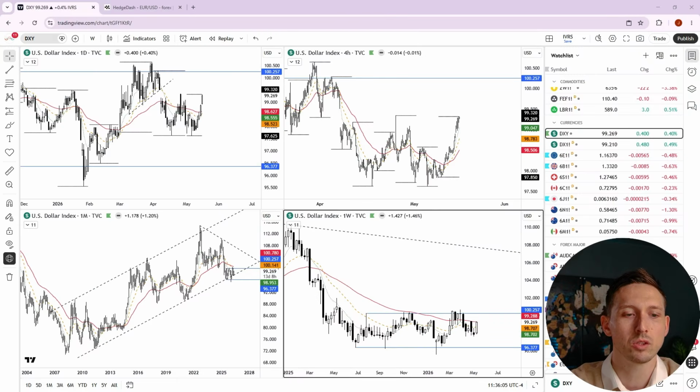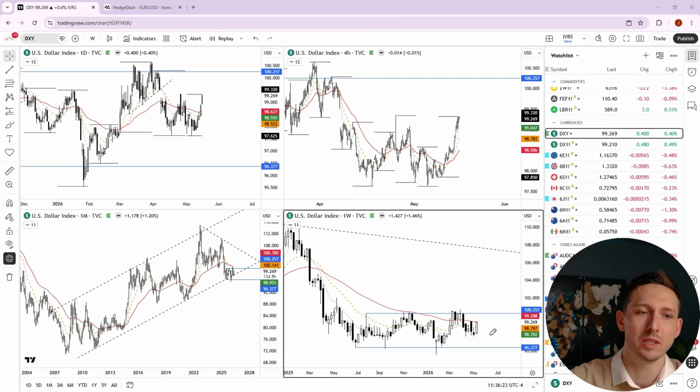So if we pull up the US dollar here, I want to draw your attention first to the monthly chart over here. This is the channel we've been in all the way back to the great financial crisis and the recovery in the US dollar. And we're sitting at the bottom of this channel in this range.